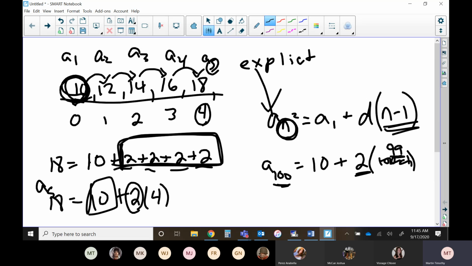Yes? Yep, 99 times 2, get that? That will be the 100th term. By the way, we can do this: 2 times 100 would be 200, but I don't have 100 of them, I have 99, so if you take 2 away, you get 198. And then 198 plus 10 is 208. So the 100th term should be 208.